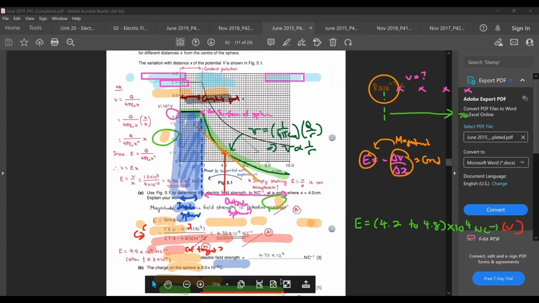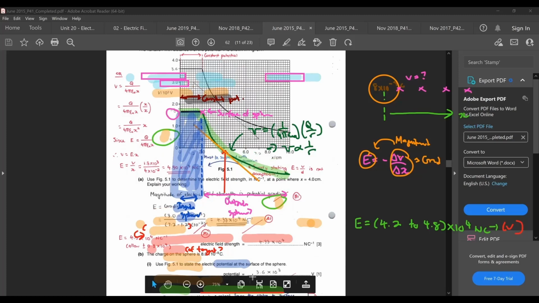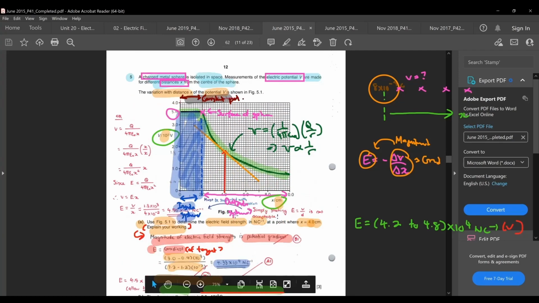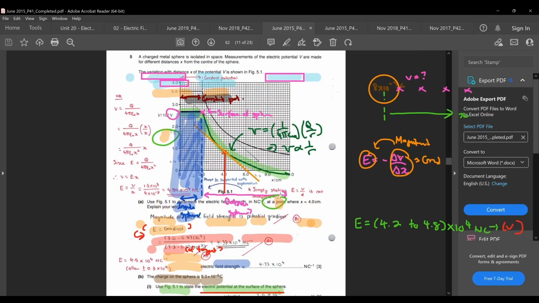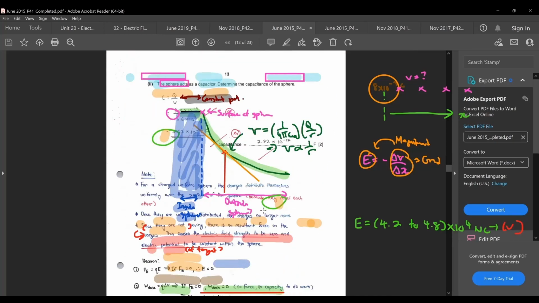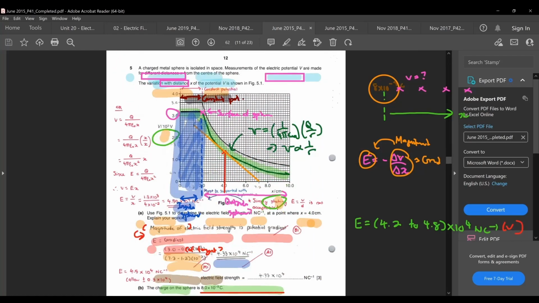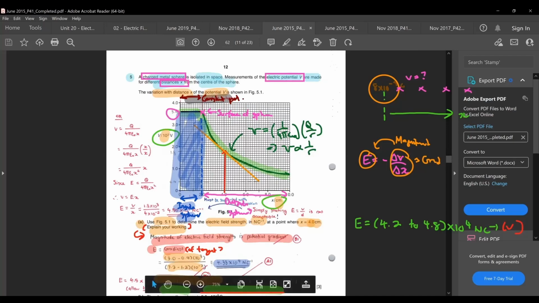Alright, so this one is your potential at the surface of the sphere. This is pretty straightforward. Then after that, if you move on to part 2, part 2 you cannot do because this is on capacitance. This is the chapter for next week. So just leave this one first. Okay, then we move on to another separate question now.